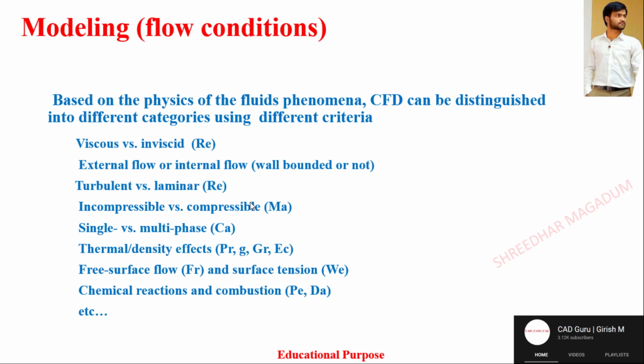Fine. So this is all with this modeling. If I consider modeling, we need to cross check based on the physics of the fluid phenomenon. We'll use CFD to categorize the same, that is viscous or inviscid, depending upon the Re. Okay, and then laminar and turbulent, Reynolds number again. Okay, external or internal flow, and then compressible, incompressible, single or multi-phase, and free surface or surface tension is included or not, we need to cross check. Okay, chemical reactions and combustion taking place or not, these things we need to check first. So we'll have a few explanations about all these terms.